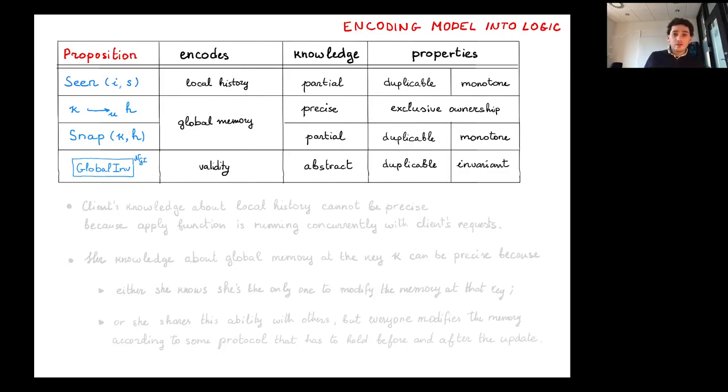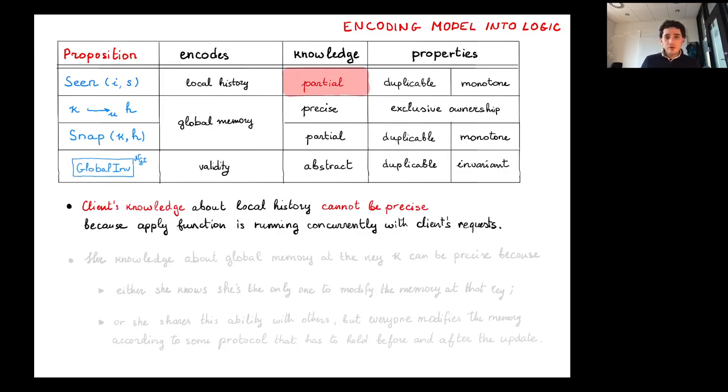We encode local history as a seen predicate that describes a partial knowledge of the local history Si of the replica i. This predicate describes only partial knowledge about the local history, because the client's knowledge about local history cannot be precise. The reason for this is that the apply function is indeed running concurrently with the client's requests.